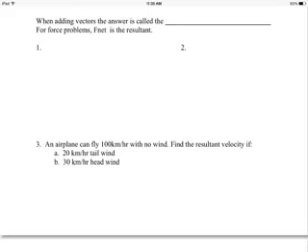When adding or combining vectors, or subtracting them, because subtracting is just adding a negative, the answer is called the resultant. In force problems, a couple chapters from now, the resultant force vector is called F net. We'll come back to that.